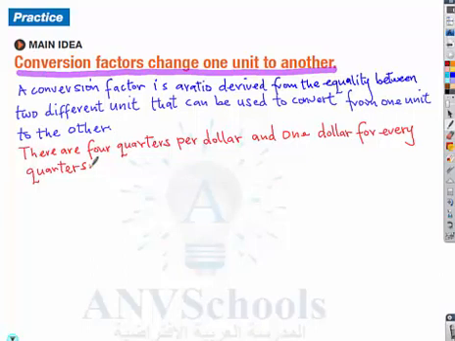So those facts can be expressed as ratios in 4 conversion factors. Those factors can be expressed as ratios in 4 conversion factors.